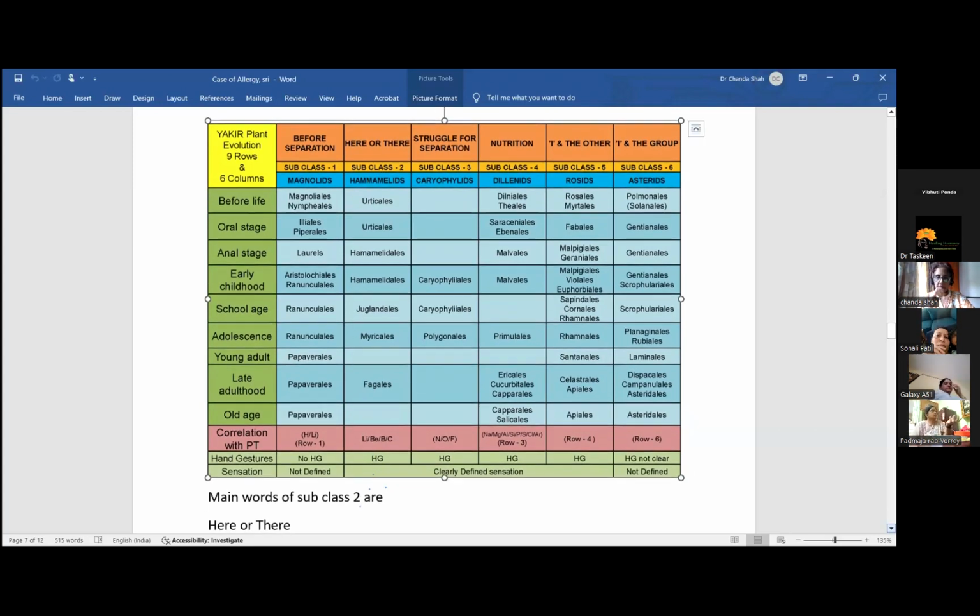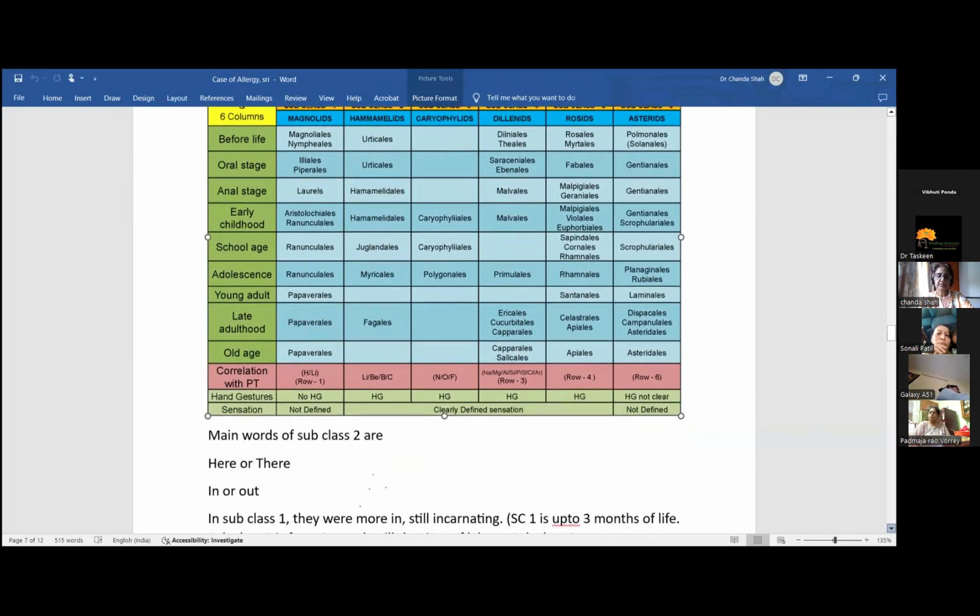Yeah. So this patient is from subclass 2. Like everybody said, this is from Hemimelidae family. Yeah. So let's study the Hemimelidae families. Hemimelidae family is found in subclass 2.